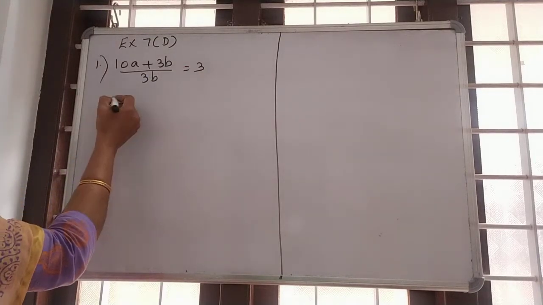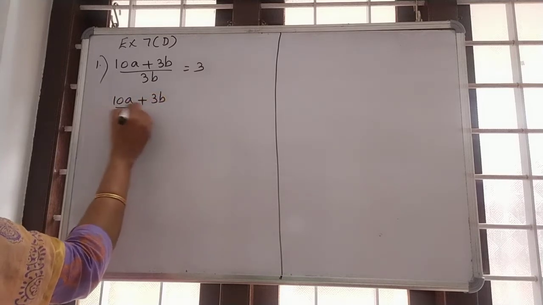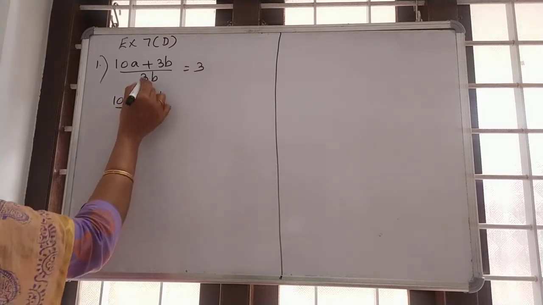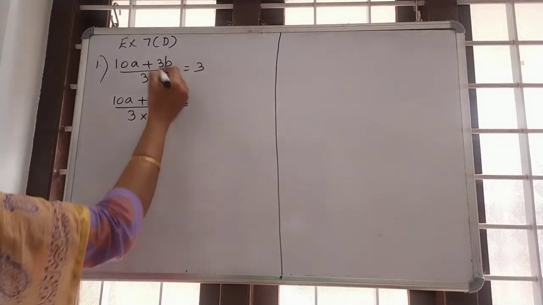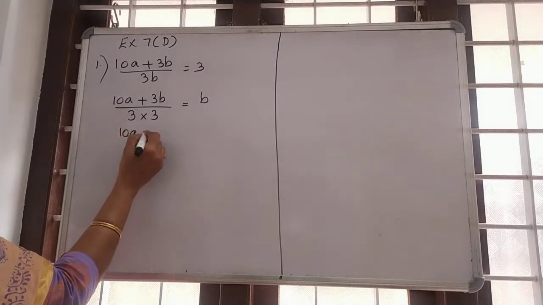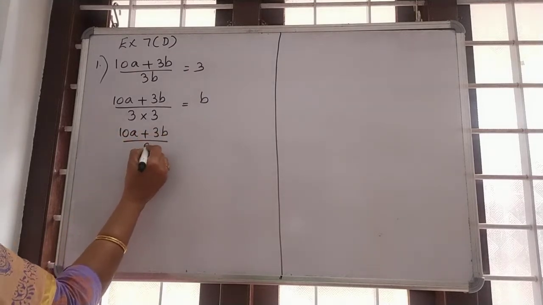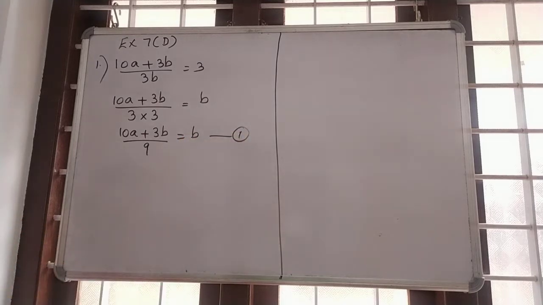Take this 3 to the left side. So 10A plus 3B divided by 3 into 3, that is 9, is equal to, take this B to the right side, B. So we can write 10A plus 3B divided by 9 is equal to B. Let it be equation number 1. We have A by B is equal to 3 by 5.